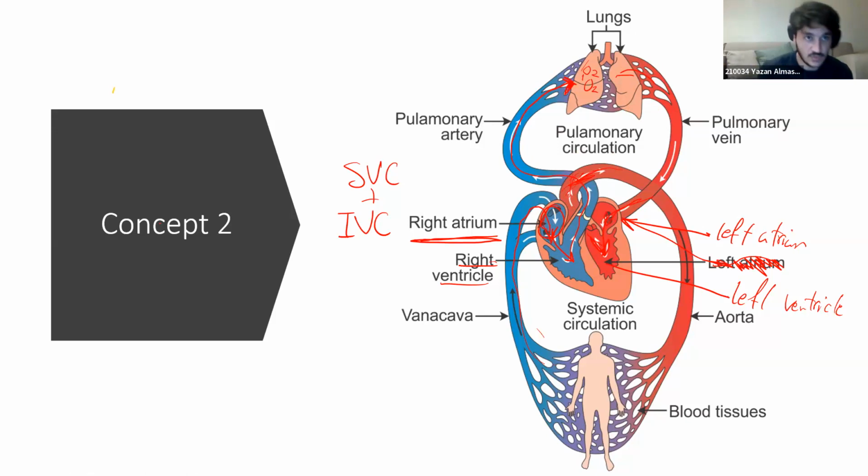Is that clear? Would you like me to repeat it one more time so I make it clear, or is it fine? We can move on. I think I'll repeat it one more time just so we know the sequence of events.